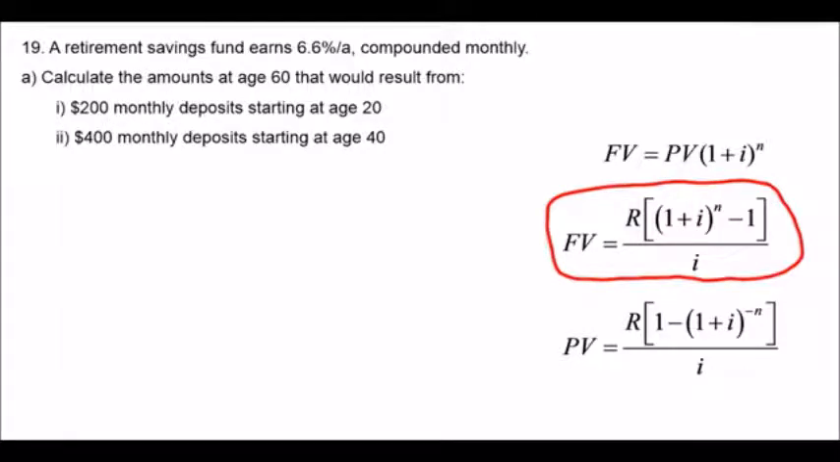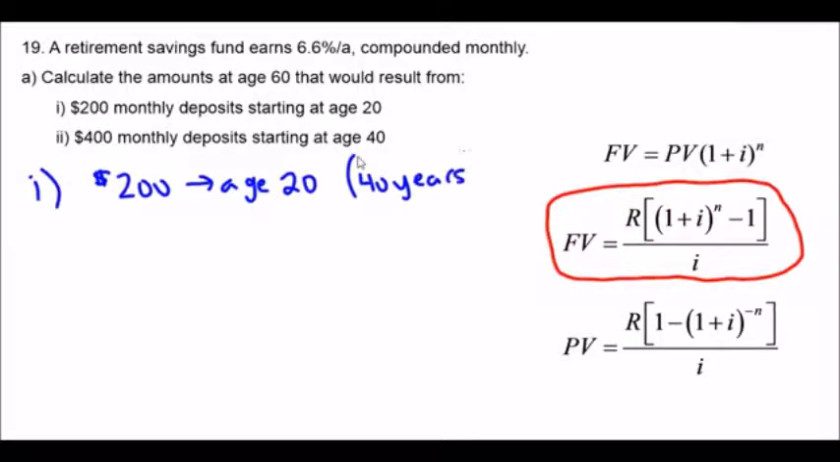In both cases, we know everything on the right. We know, for example, that we're going to do $200 of deposits, that we have a 6.6% interest rate compounded monthly, and that the age 20 person would have that money sit there for 40 years. So let's go ahead and do the calculations. First of all, the $200 from age 20. That means this is going to happen for 40 years, from age 20 until age 60. This person is going to deposit $200 every month, and we'll see what that looks like when they turn 60.